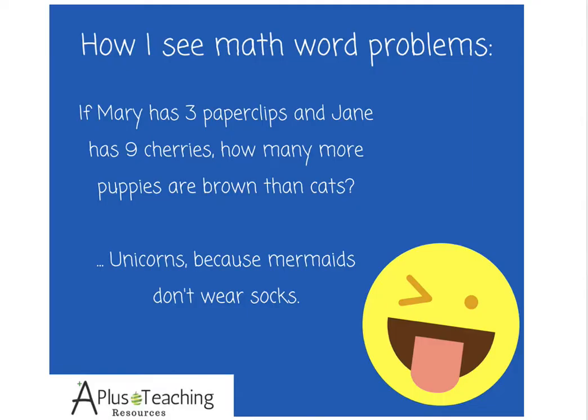Today's video is all about teaching students how to solve math word problems. Have a look at this. If Mary has 3 paper clips and Jane has 9 cherries, how many more puppies are brown than cats? Unicorns? Because mermaids don't wear socks? Can you associate with this?